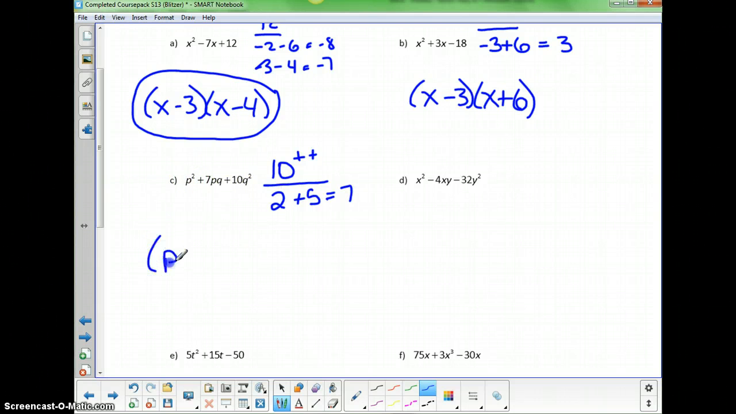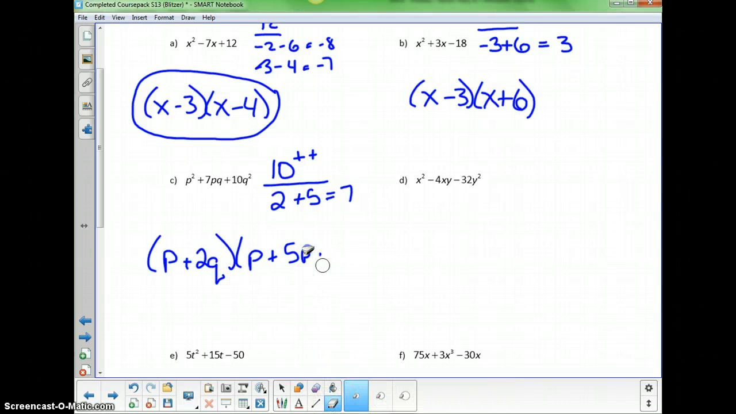We know that p times p is going to give me p squared. And we know that if I put my 2 positive and my 5 positive, we're going to get the 10, but I don't want just 10, I want 10q. Oops, I didn't mean to write a p right here. I meant to write a q. So this needs to be p plus 2q and p plus 5q.